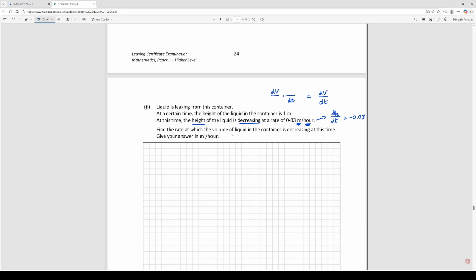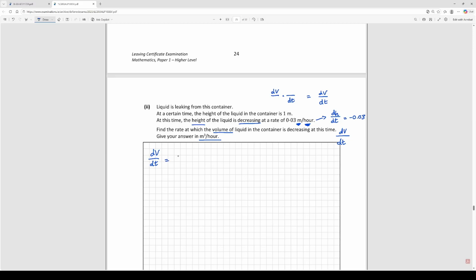They say find the rate at which the volume of the liquid is decreasing at this time. They don't say with respect to what, but we know they're asking for the rate the volume is changing, so they want dV/d something. Oh, they even told you down here to give your answer in this form, which makes sense because volume on top is meters cubed and time on the bottom is hours. So what they're asking us for is dV/dt.